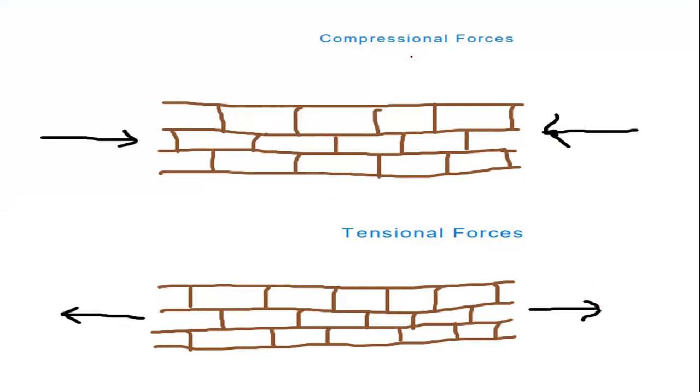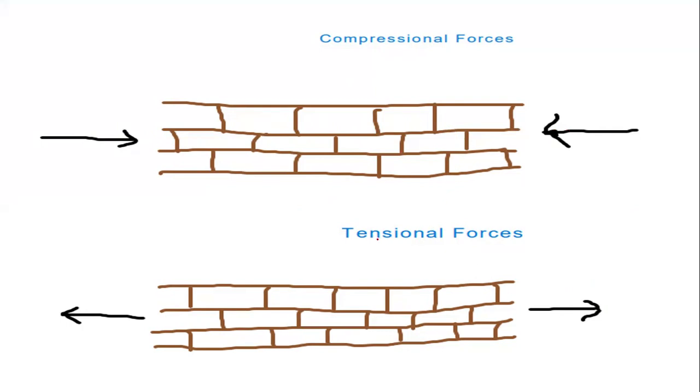One is the compressional forces. Compressional forces act over the rock from two opposite directions. The rock is being compressed. This leads to bending of the rocks after a long period of time.